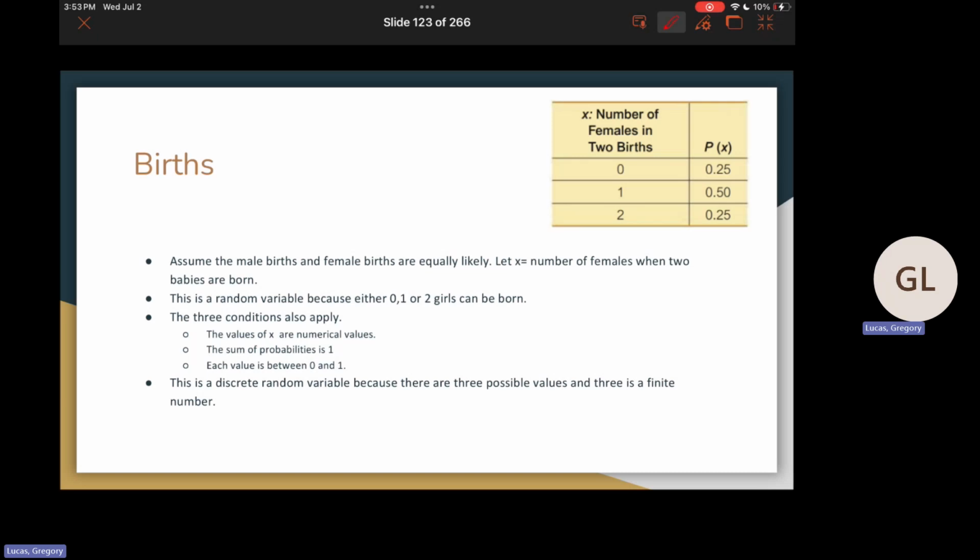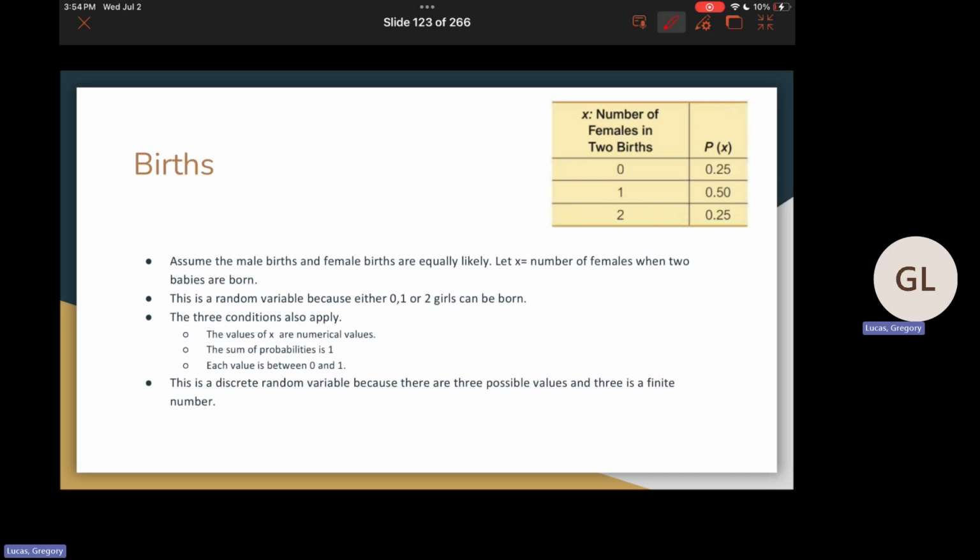So we have this table in the top corner. X is going to be our random variable. And we're going to let our random variable equal the number of females when 2 babies are born. And we're going to make the assumption that male and female births are equally likely. So the probability that there are 0 females is 0.25. Probability there is 1 female is 50%, or 0.5. And the probability of 2 females is 0.25.